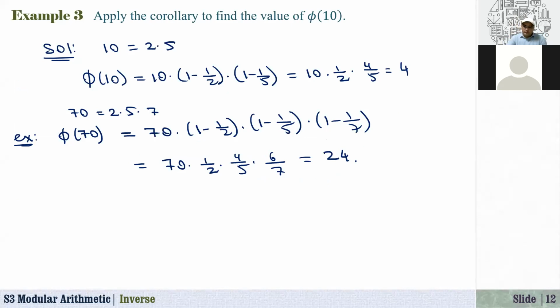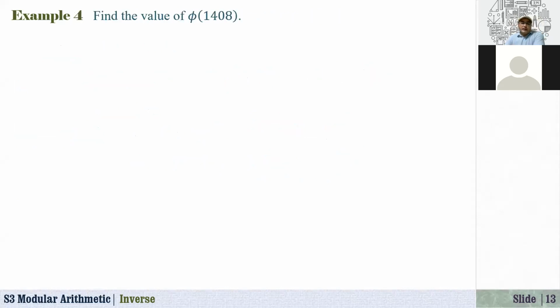Okay. All right. And how about if you are given a big number, 1408? How do you find the Euler function, I mean, the value of this Euler function? So one way is, of course, we need to find its prime factorization, 1408. I draw a line here. That is one fastest way of finding all prime factors of any big number.